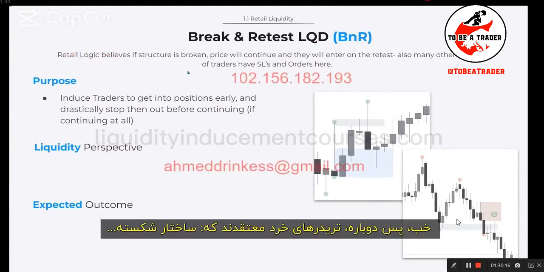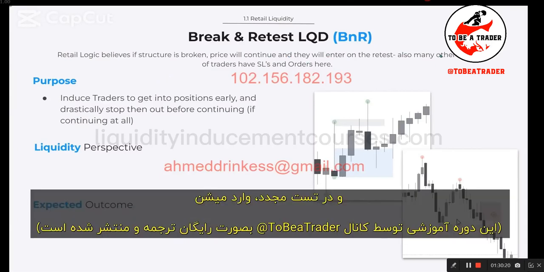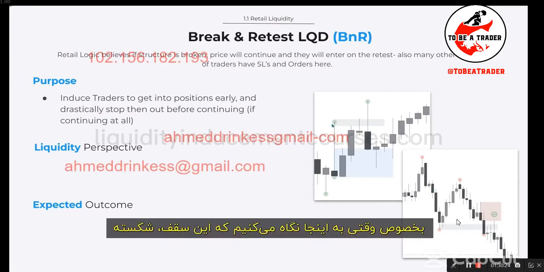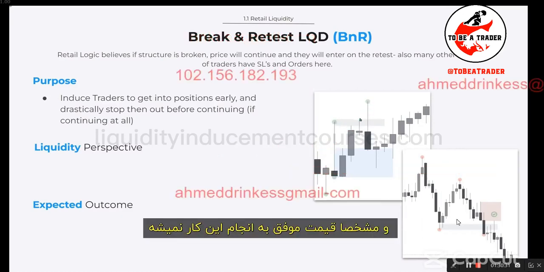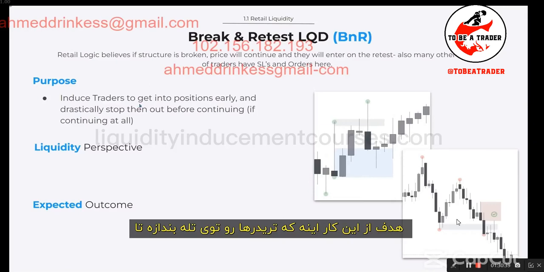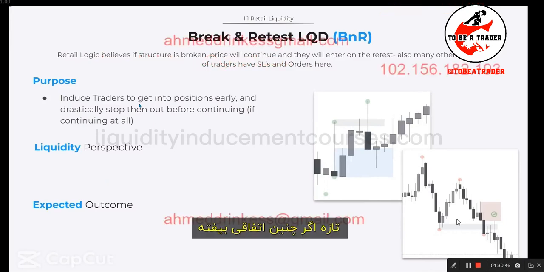So again, retail logic believes the structure is broken, price will continue, and they will enter on the retest. The purpose of this, specifically looking here, when this high is broken, traders are going to expect to buy on the retest of this high, and then obviously it'll fail. It'll come to an order block below, and then it'll go higher. The purpose of this is to trap traders into getting into positions early and drastically stop them out before continuing, if they happen to at all.